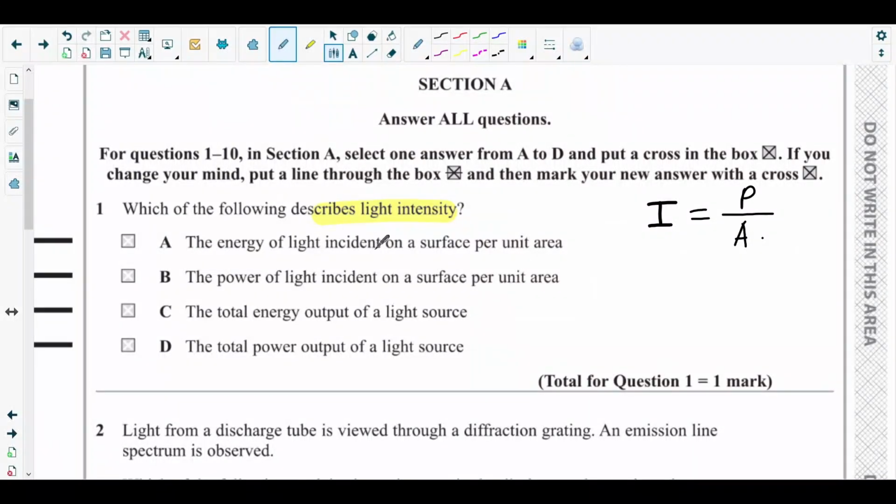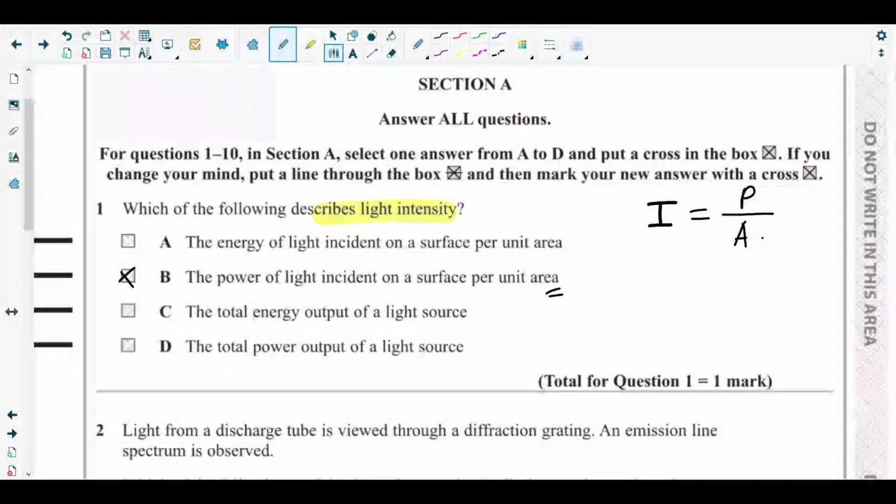The energy of light incident on a surface per unit area? No, it's not the energy. Option B, the power of light incident on a surface per unit area? Exactly. So here B is the answer. What about the rest? C, the total energy output of a light source? No. The total power output of a light source? No. So the answer for the first MCQ is the power of light incident on a surface per unit area. Option B is the answer.